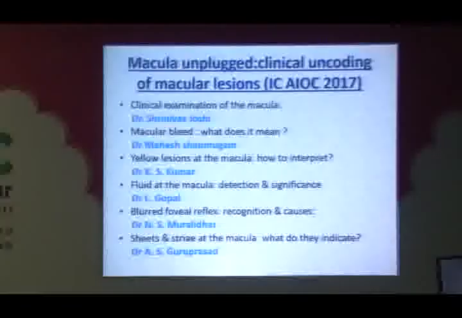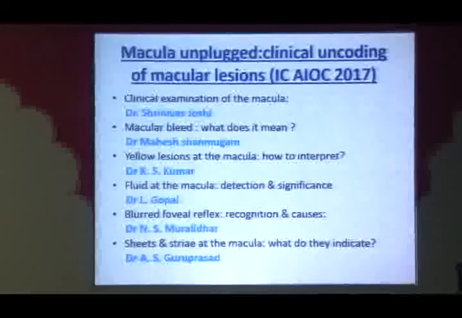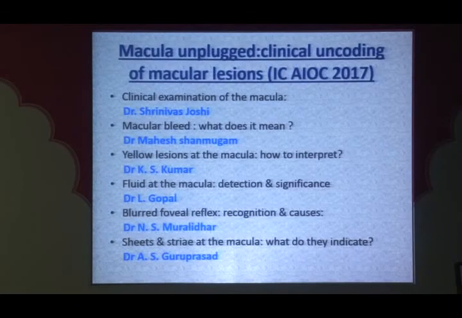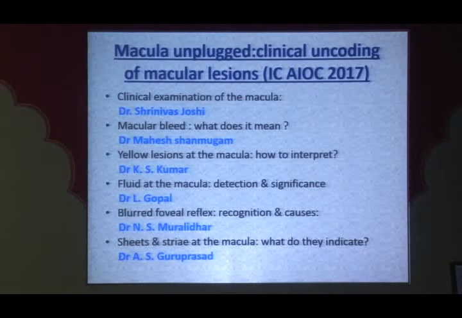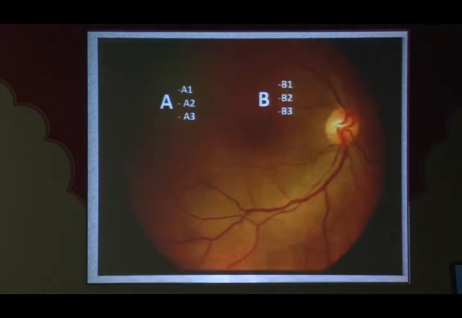I will be talking on yellow lesions at the macula. As I had already alluded to earlier, these lesions can't be interpreted in isolation. We'll have to take the totality of the picture into consideration before we arrive at a diagnosis. But even so, we will see how the macula is the apple of the vitreoretinal surgeon's eye, and it can respond only in a limited number of ways to a plethora of clinical conditions.